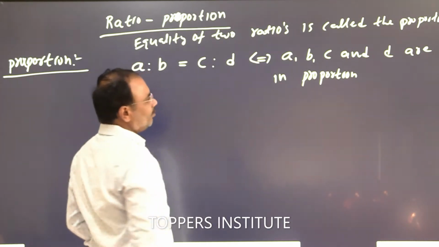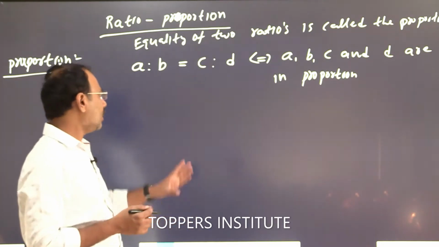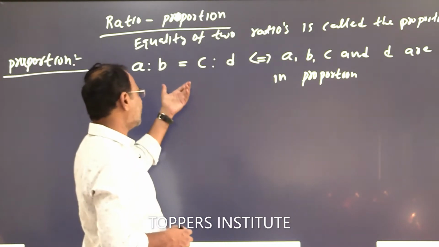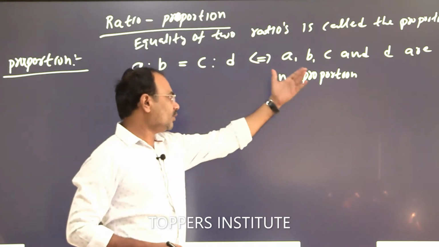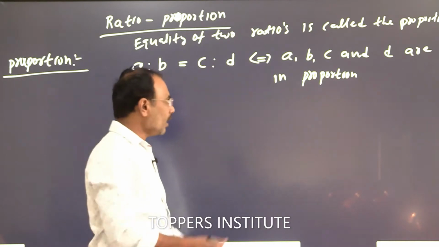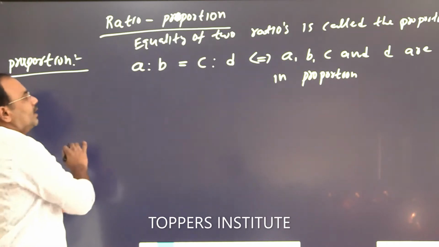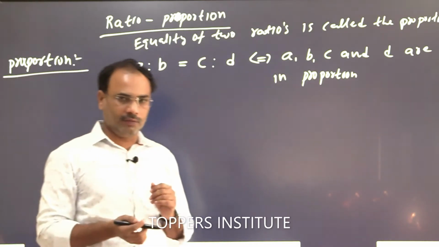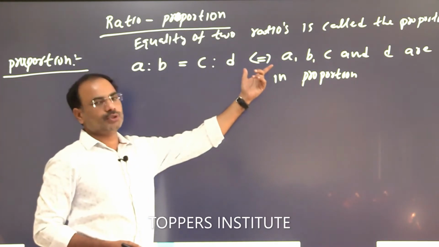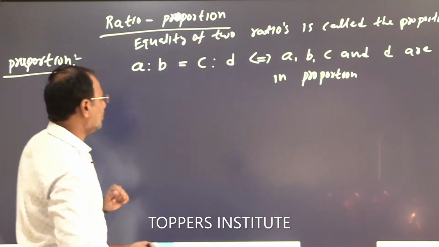And if we have the statement A, B, C and D are in proportion, then you can write A is to B is equal to C is to D. This is an if and only if condition. If you have this one, then you can say that one. If you have that one, then you can write this one. If A is to B is equal to C is to D, then we say A, B, C, D are in proportion. If A, B, C, D are in proportion, then we can write A is to B is equal to C is to D.